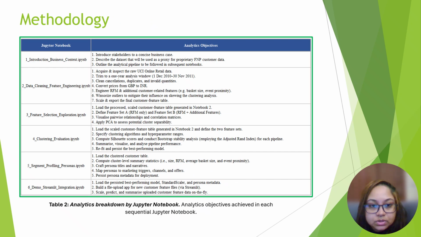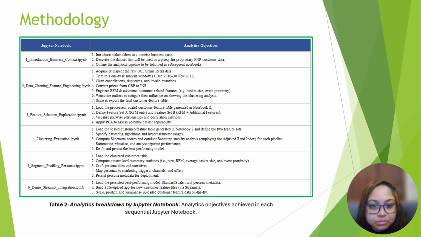So then moving on to the methodology, which is the analytics breakdown by the Jupyter Notebook. So analytics objectives achieved in each sequential Jupyter Notebook have been detailed over here. So there are a total of 6 Jupyter Notebooks, across which I've dissected the analytics for ease of business stakeholder understanding, interactivity and interpretability as well. So the first notebook was introduction, which is the introduction to the business context.